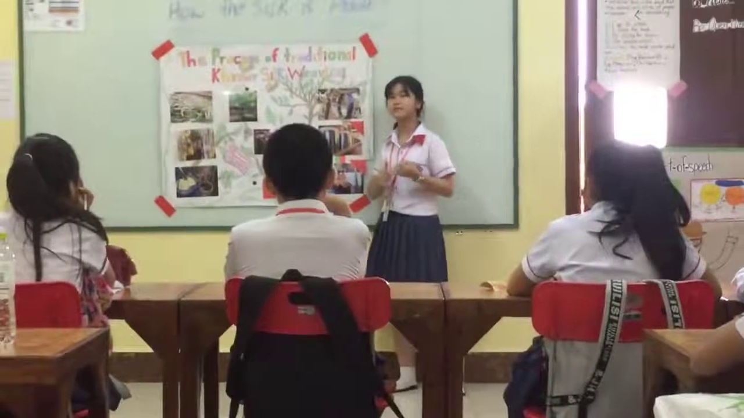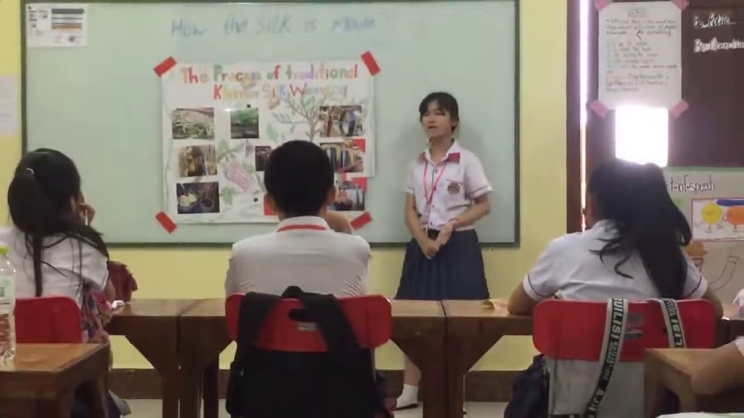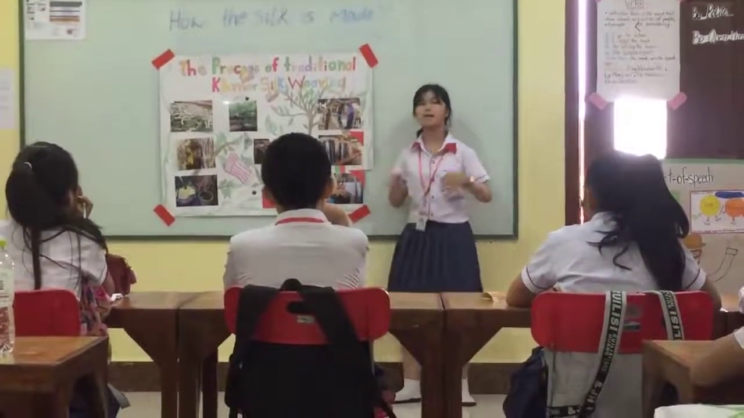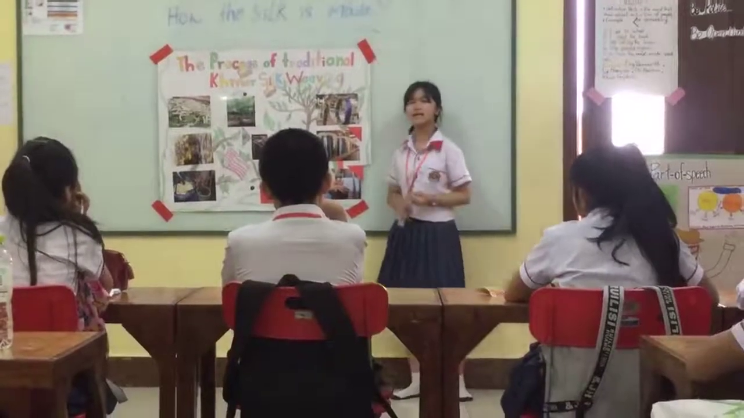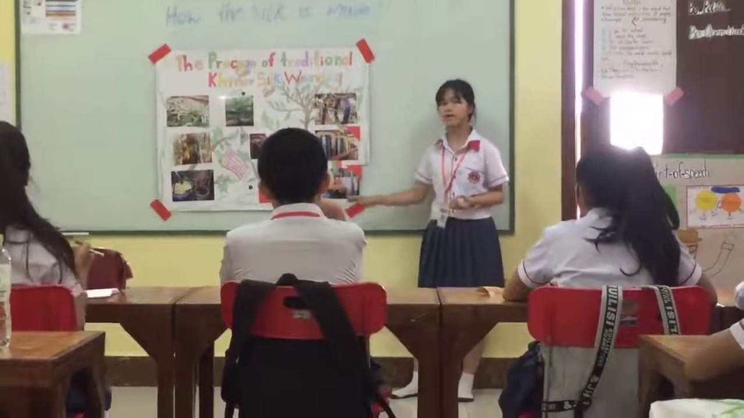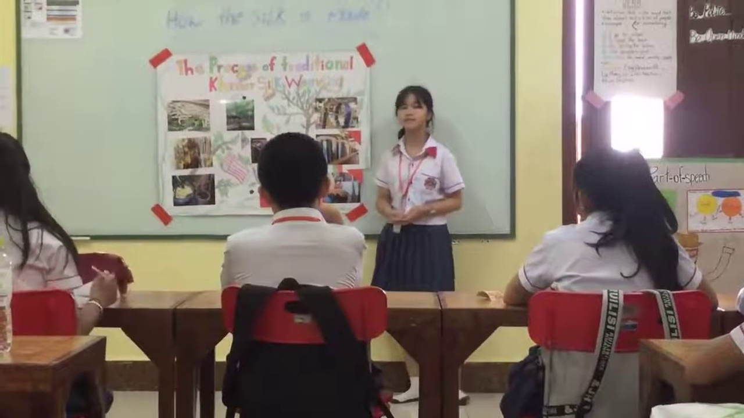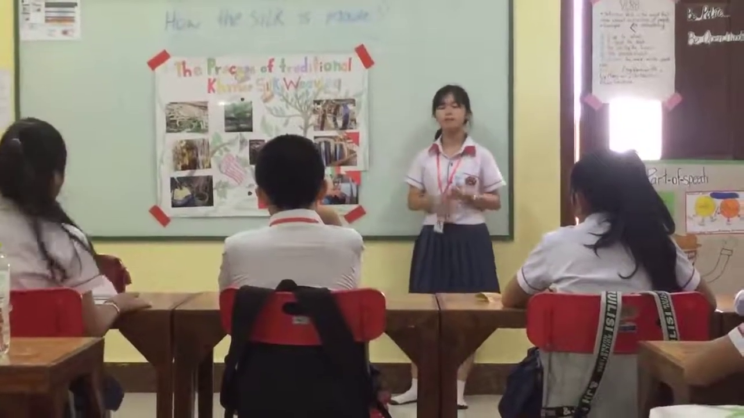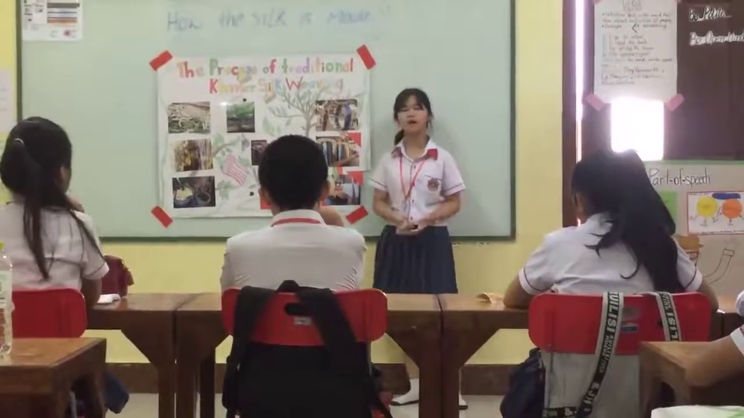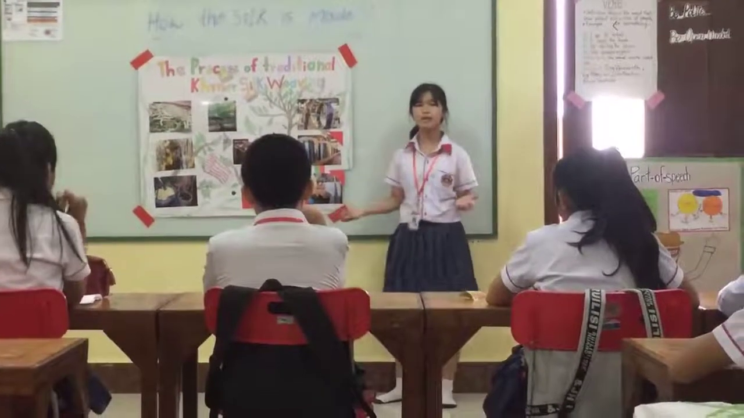The second main point is about the dyeing process. There are ingredients and dyeing, and the last main point is weaving. There are many kinds of weaving styles like whole bark weaving, short bark weaving, low bark weaving, and raw silk or fine silk weaving. So that's it about my group presentation.